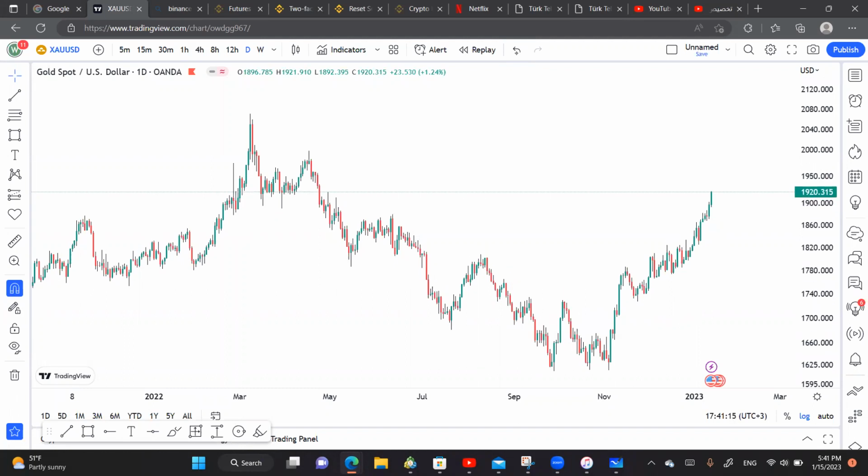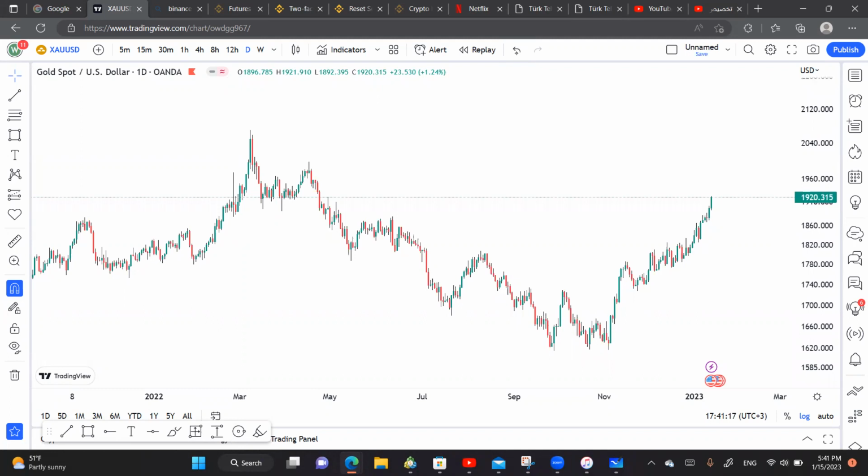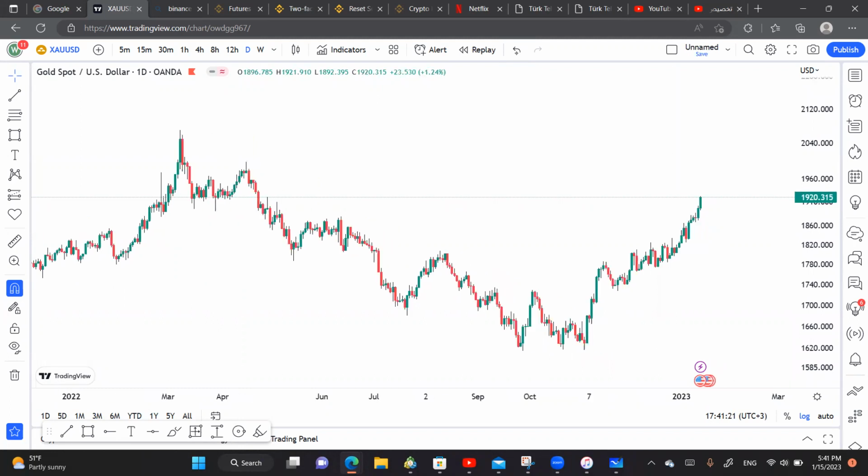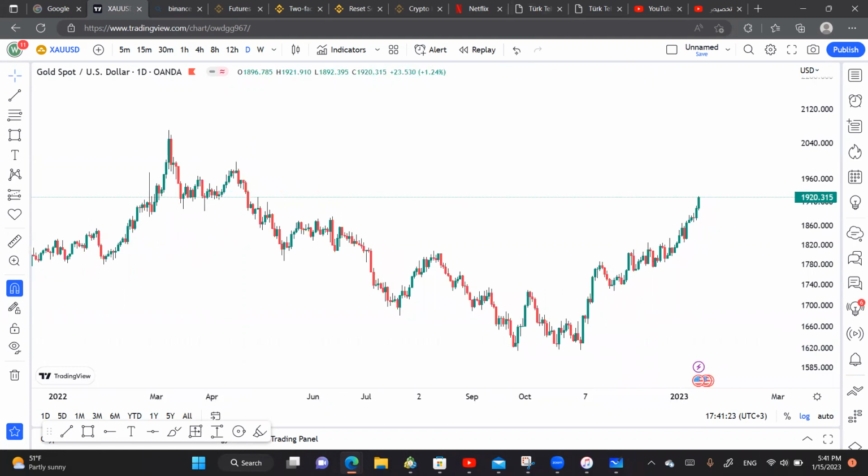Today I will be breaking down gold, starting with the daily time frame. So as you can see here on the daily, we have sort of a trend change. Previously, we trended to the downside, and then we bottom out somewhere here, and then we rally again.